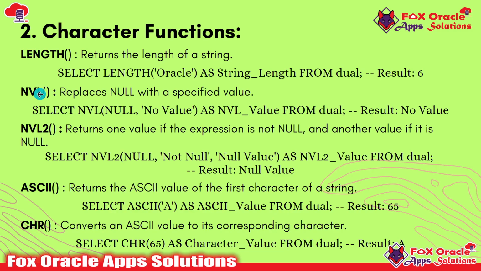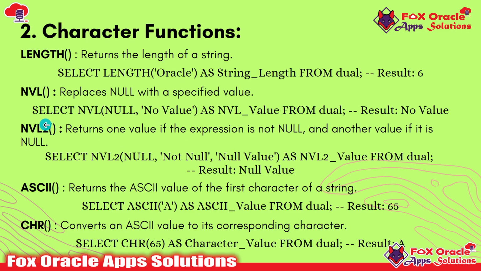The NVL function is responsible for replacing null values with whatever value we provide. For example, here you can see in NVL we provided the first value as null, and the other value is what we want to replace this null value with. So this is the null value, right? This null will be replaced by 'no values', so in the result the value will be 'no values'. I will give you an example of this NVL live when we go for the practical.